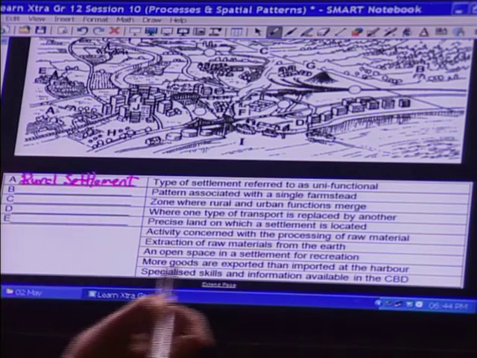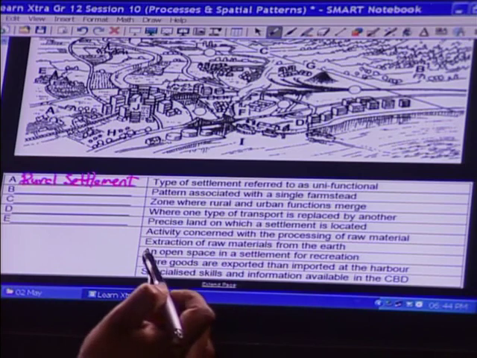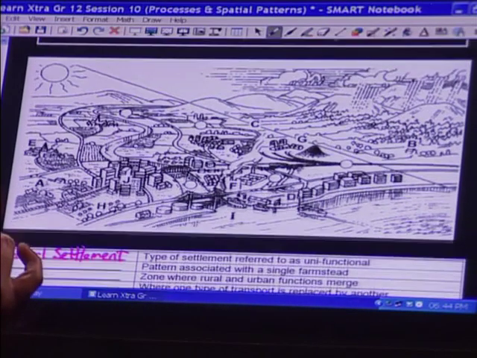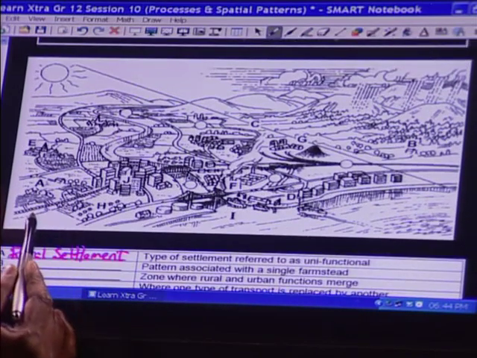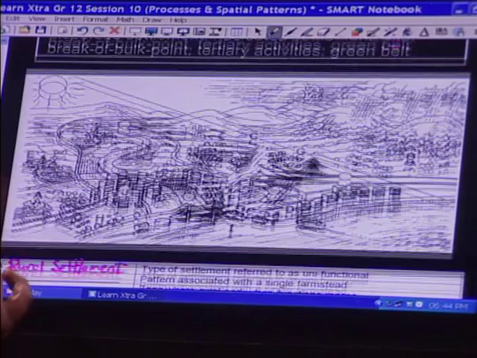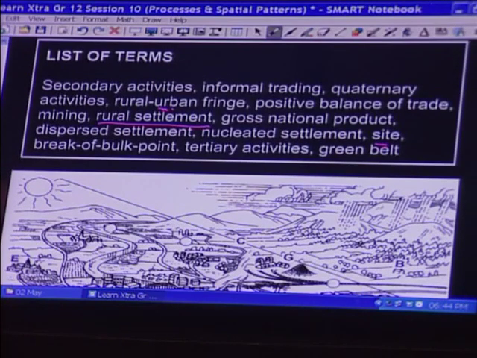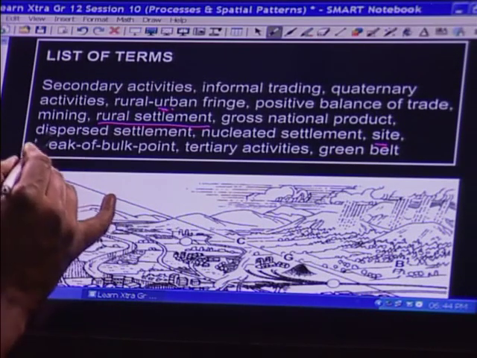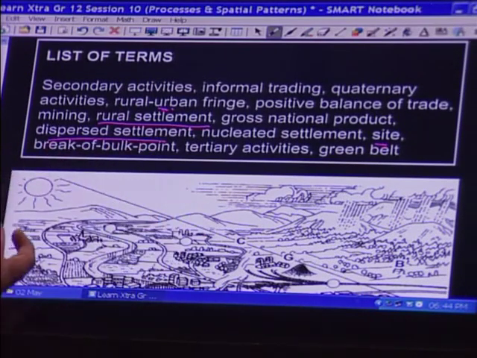Pattern associated with a single farmstead. If you look at B, there, a single farmstead. What type of pattern does it display? Correct. It is a dispersed pattern.